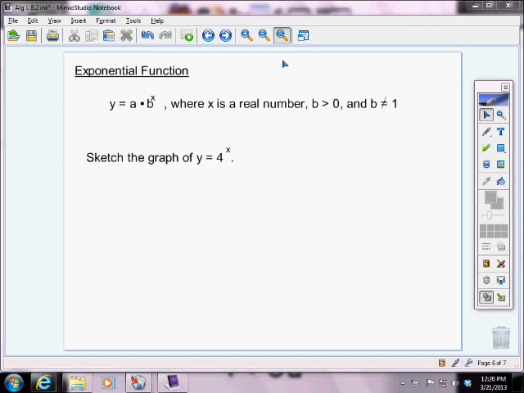And the reason it's an exponential function is because our variable, our x, or our input, is an exponent. So this is the form of an exponential function. Y equals a number times another number raised to your input value. Now, it does say b has to be greater than 0, so our base has to be a number bigger than 0, and our base cannot be 1. The reason for it is 1 raised to any number is going to be 1, so you're just multiplying by 1.